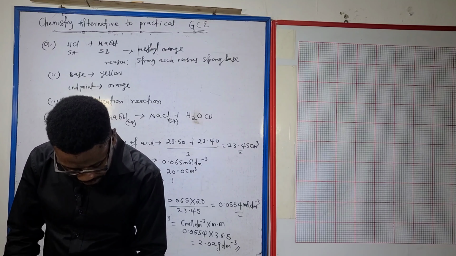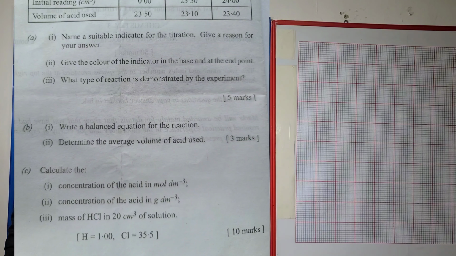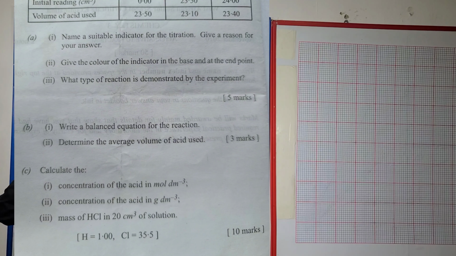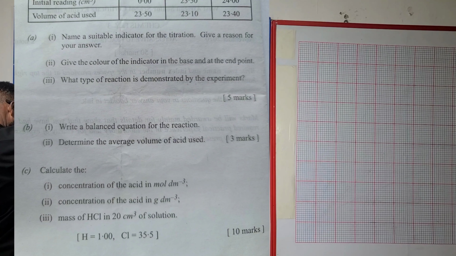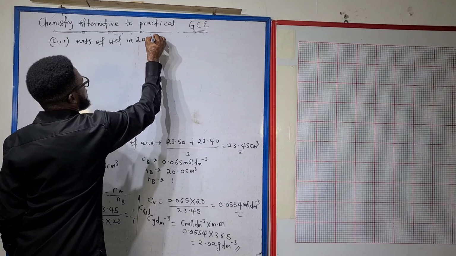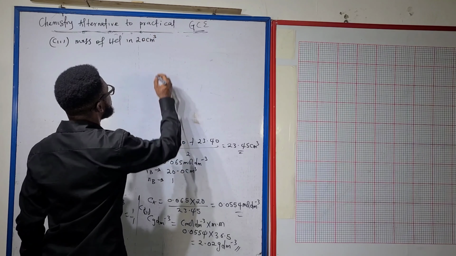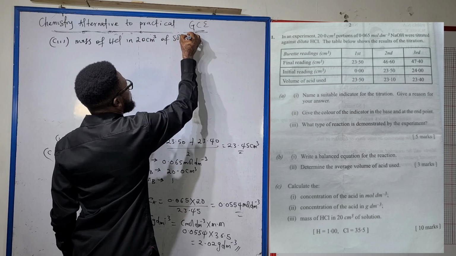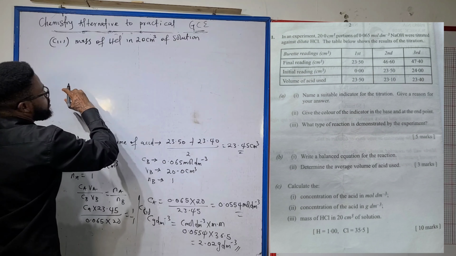And then moving on, C3 says mass of HCl in 20 cm cube of the solution.